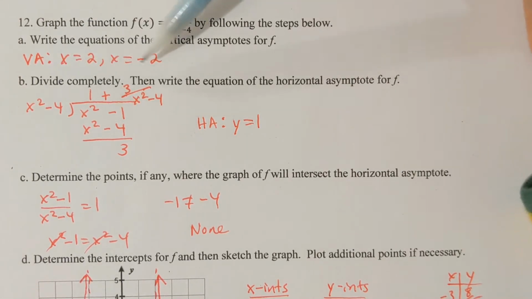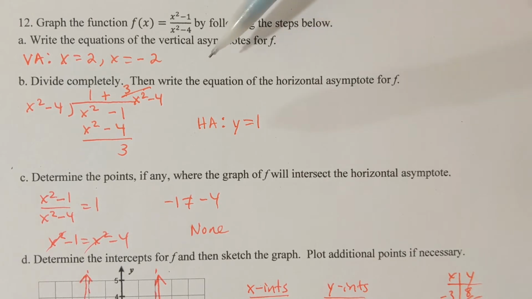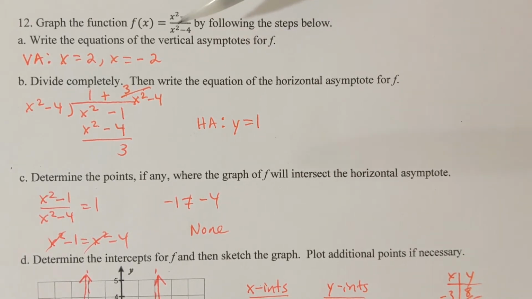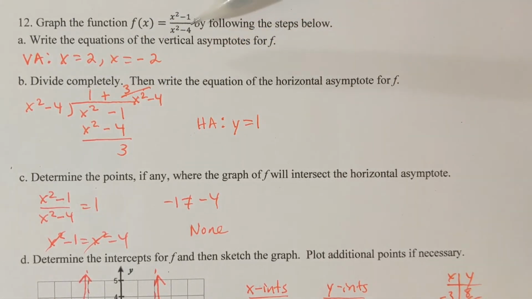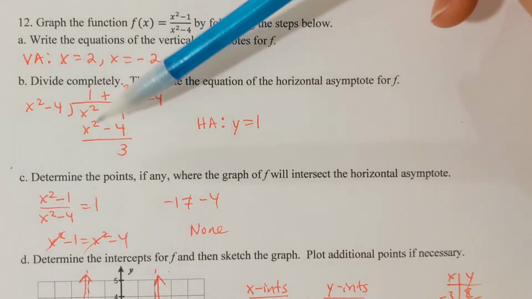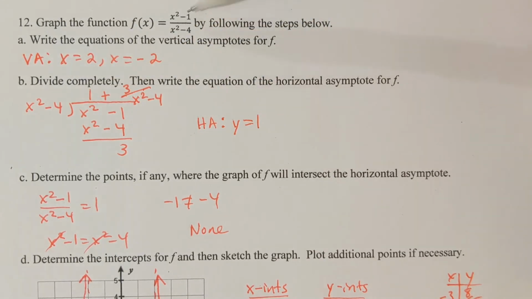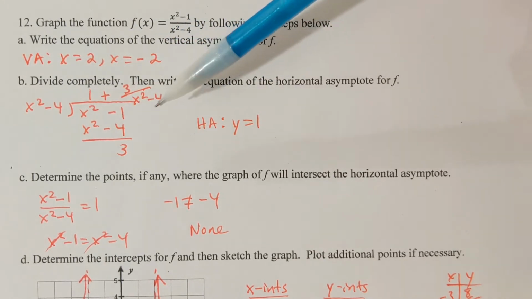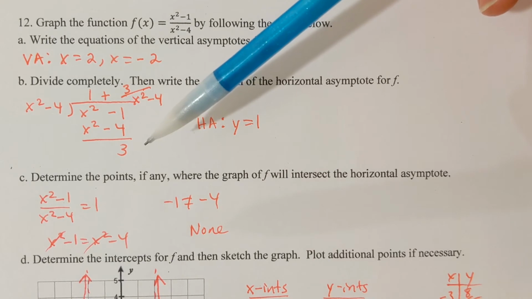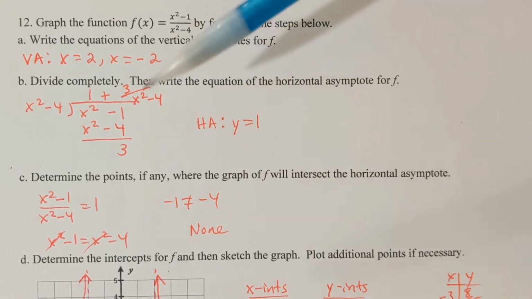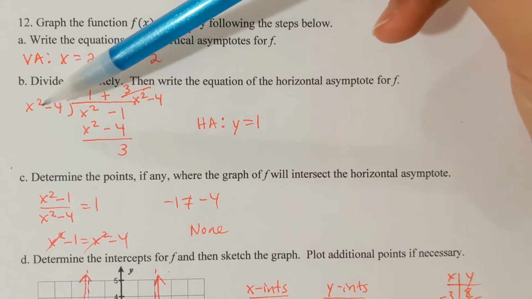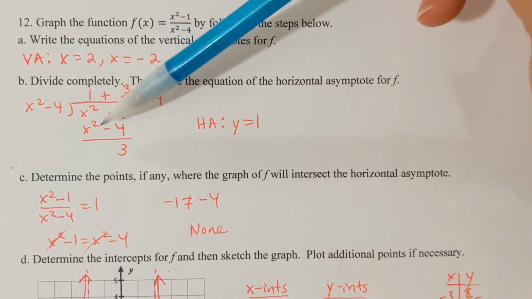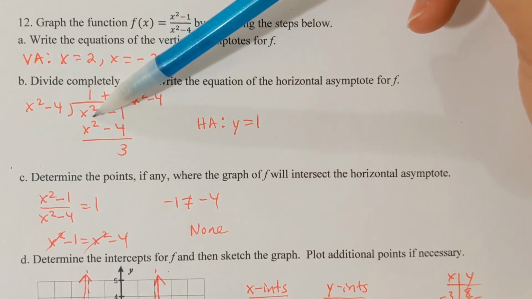Part B, divide completely. Then we're going to write the equation of the horizontal asymptote for f. So I've got my division set up here. The expression that's in the denominator is going to go outside the division bar. The expression in the numerator is going to go underneath the division bar. That's always going to be the setup that you'll want. And we're going to begin dividing. So I'd want to think of a number such that when I multiply by x squared minus 4, the leading term is an x squared.